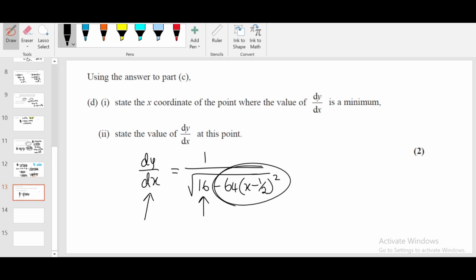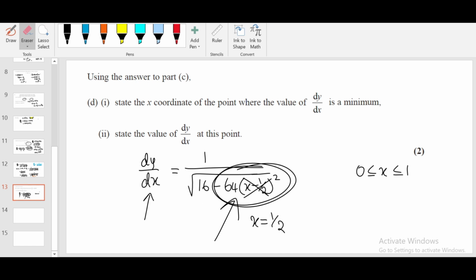So in order for this to be a smaller number, x has to be half actually, because if you sub in x is half here, this becomes 0, the whole thing becomes 0. You sub in any other value in the place of x between 0 to 1. You will have some number here. So when you subtract the number from 16, it will become smaller. The denominator becomes smaller. So that's why the x is equal to half is the answer.